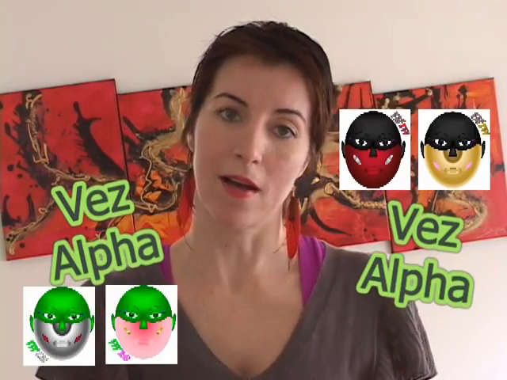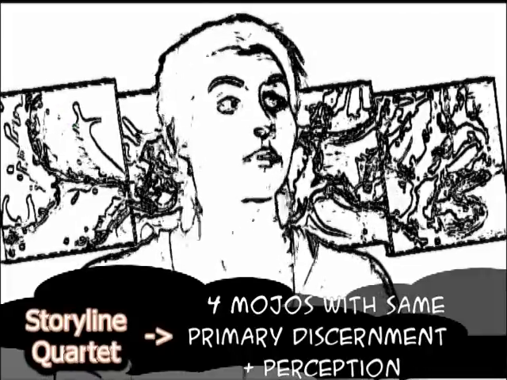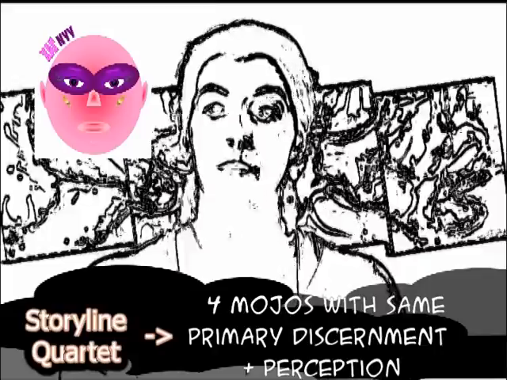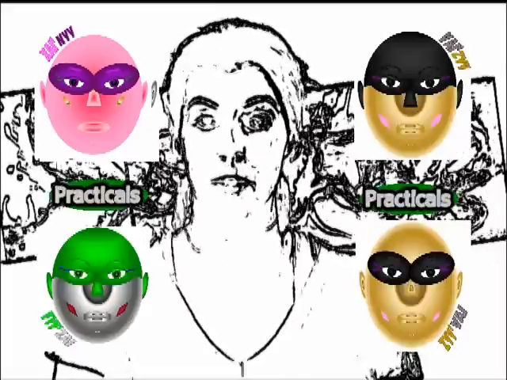So you have Jez Alpha, you have Nez Alpha, you have Vez Alpha, you have Zez Alpha. There's a storyline quartet, which is comprised of the mojos that share the same primary discernment and perception. Like the romantic quartet, of which I'm a part of, has the four mojos that share the Nez power and the Jez power. So it would be the Nai Ji, the Ni Jai, the Jai Ni, and the Ji Nai. Those would be the four mojos in that.